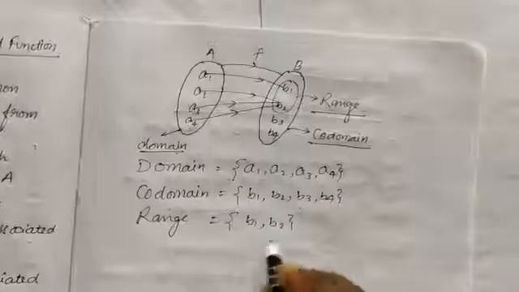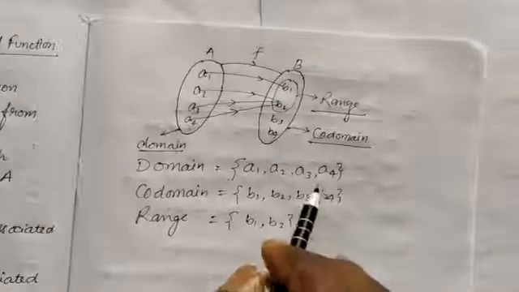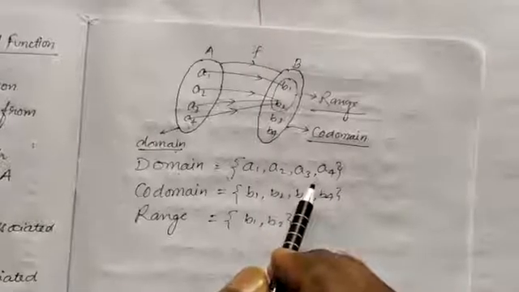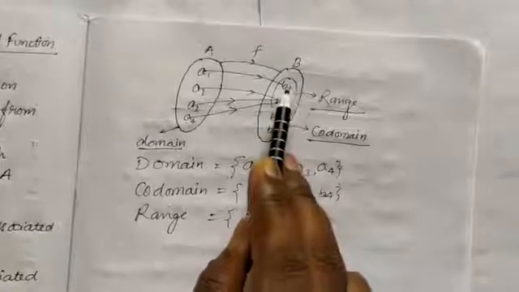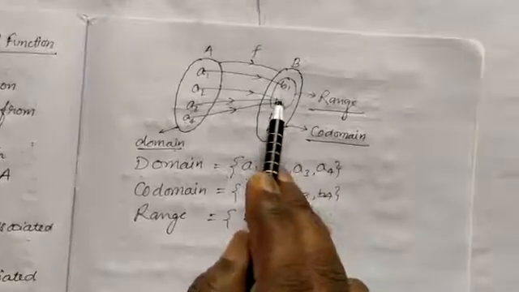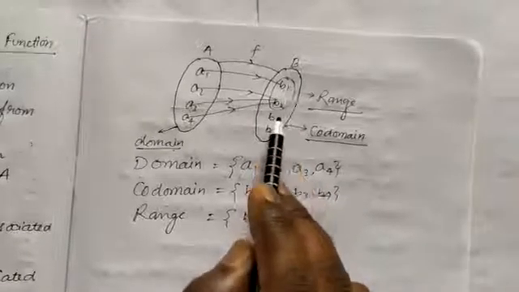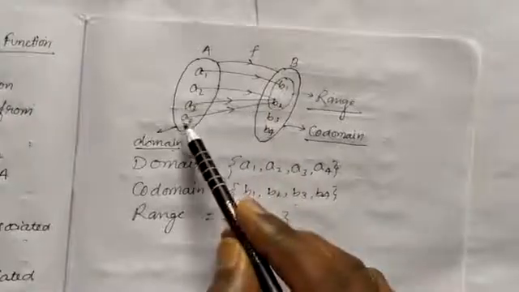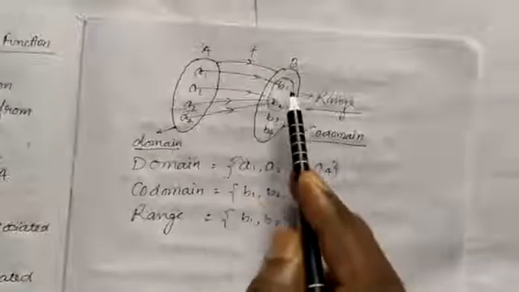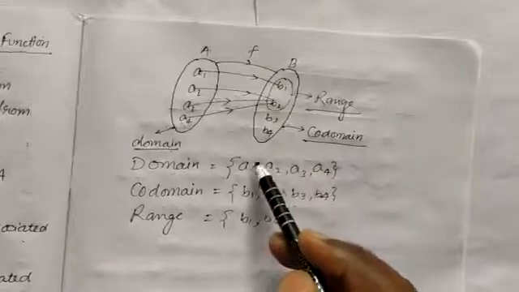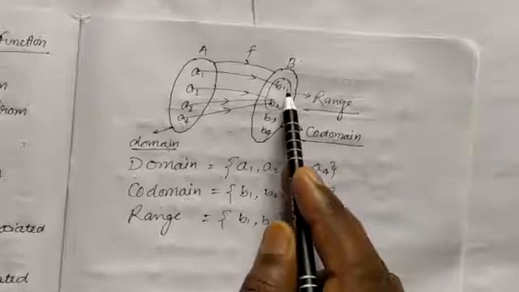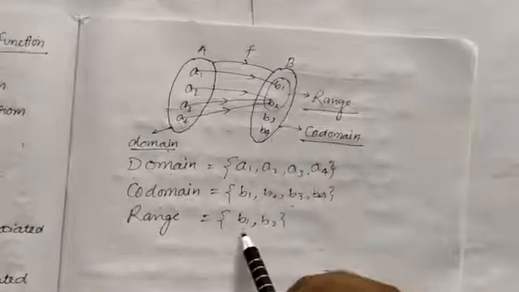And what is the range? We have the definition of the range. It is the collection of all the images. Here only B1 and B2 are associated with the elements of set A, which means B1 and B2 are images. So the collection of B1 and B2 makes the range.